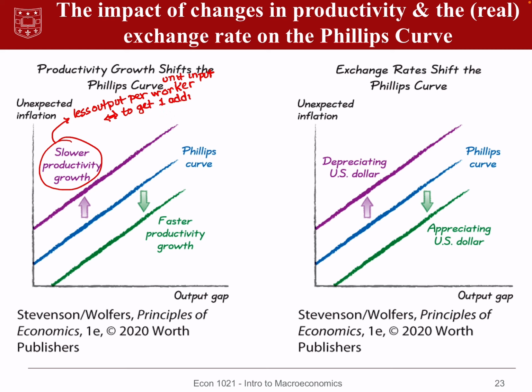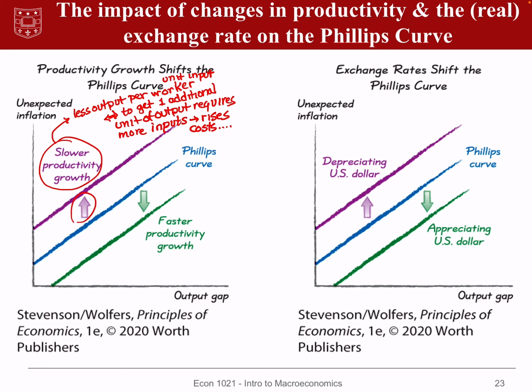to get one additional unit of output requires more inputs, which of course raises costs. And then, on and on, we see firms respond to those unexpectedly higher costs, in part by increasing prices. Inflation rises above the level that was expected, or in other words, there is higher unexpected inflation, and that would be the Phillips curve shifting upward.